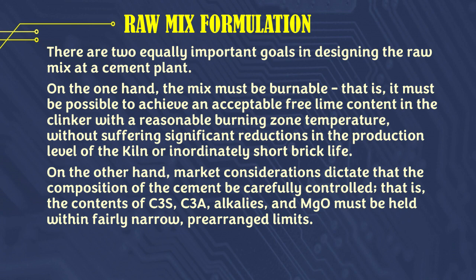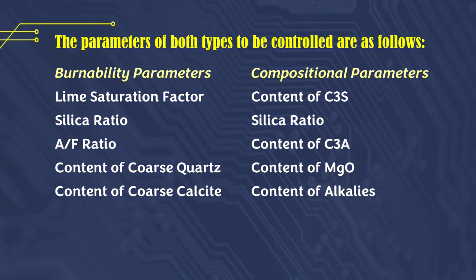On the other hand, market considerations dictate that the composition of the cement be carefully controlled, that is, the contents of C3S, C3A, alkalis, and MgO must be held within fairly narrow, prearranged limits. The parameters of both types to be controlled are as follows: burnability parameters and compositional parameters.